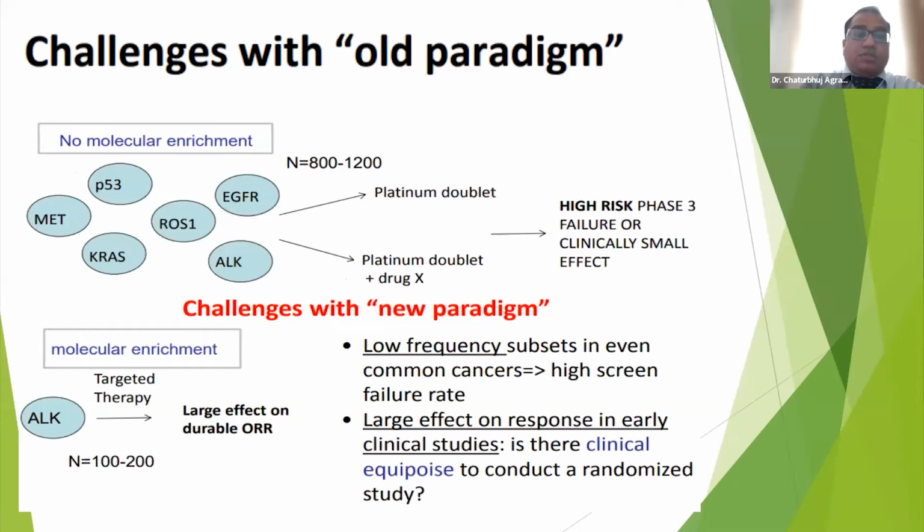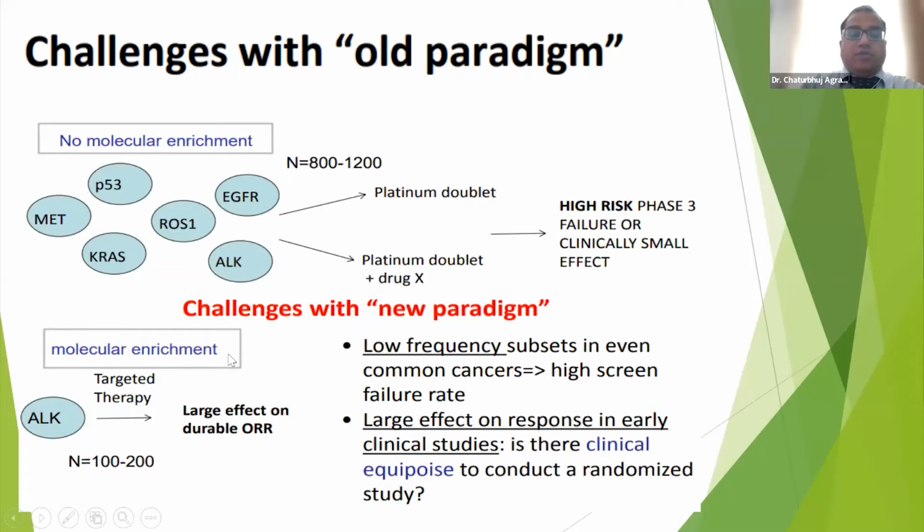So what is the change happening with the old paradigm? If there is no molecular enrichment, like if we consider a case of lung cancer, initially we used to always compare a platinum-based doublet with a platinum-based doublet plus either an angiogenesis inhibitor or some targeted therapy. So it was a high-risk phase 3 clinical trial. But now what is the new paradigm?